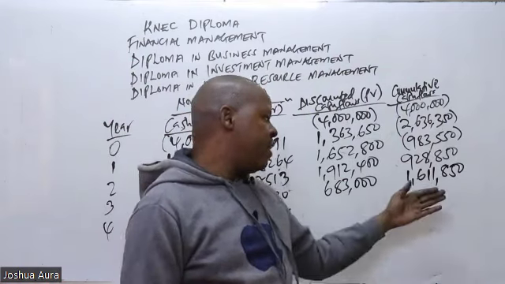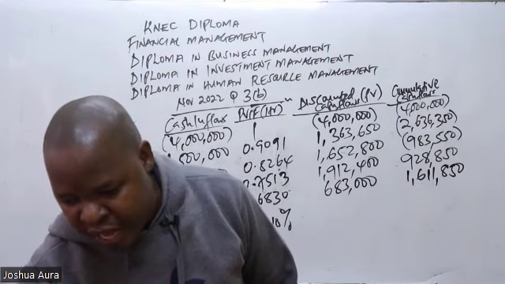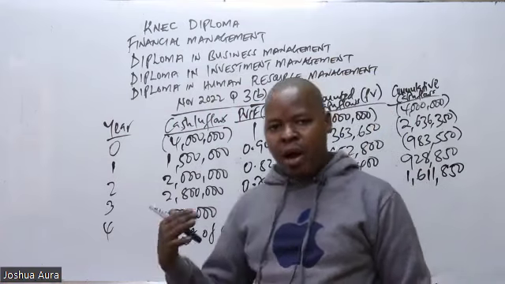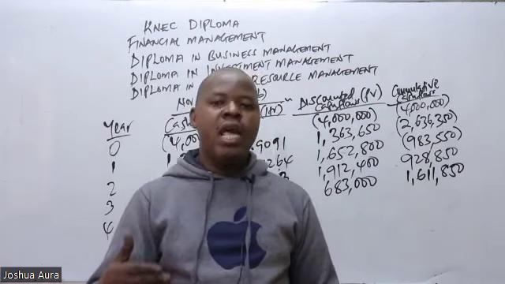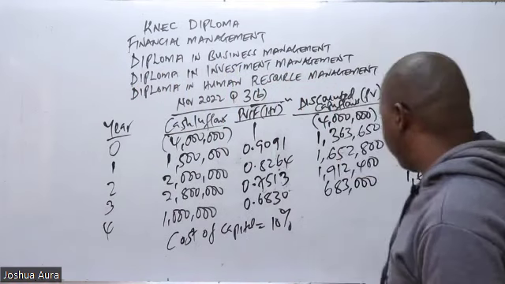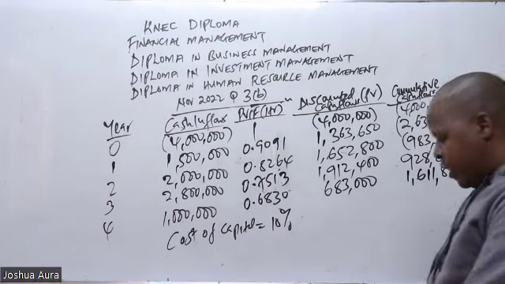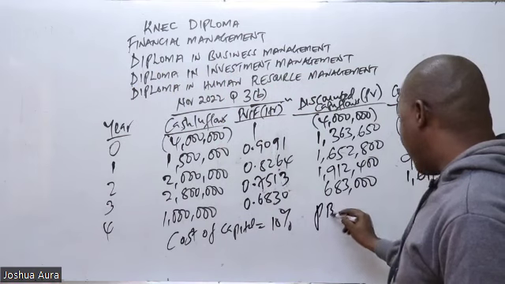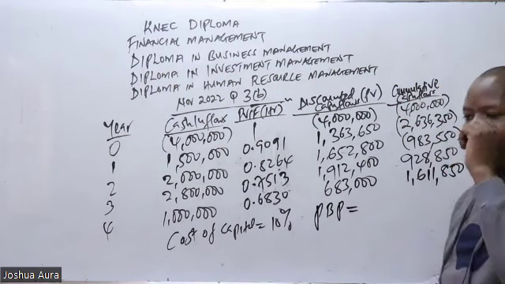Now, when we reach this point, we are supposed to determine the number of years the investor will be able to recover its initial cost. So from this table, how are we supposed to get the payback period? PBP, payback period.